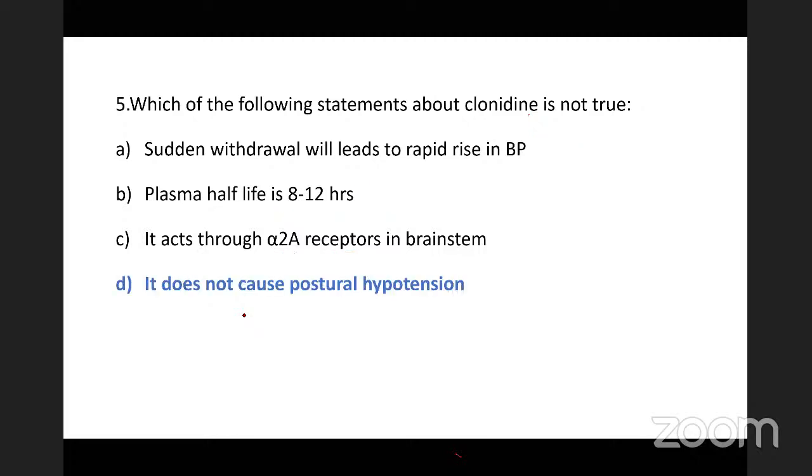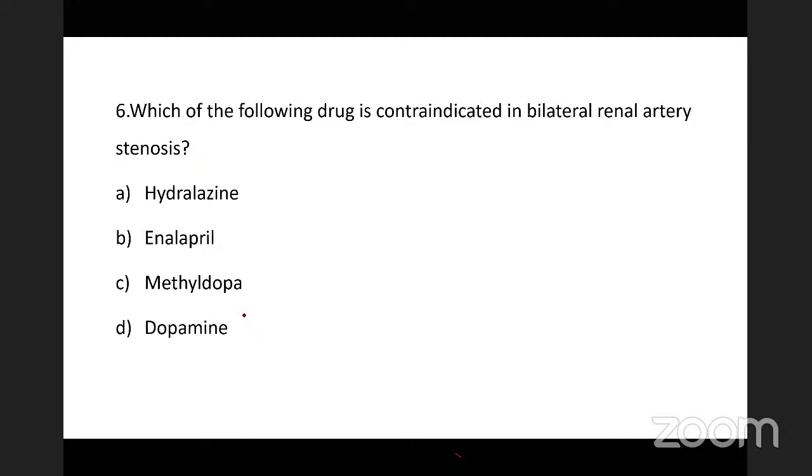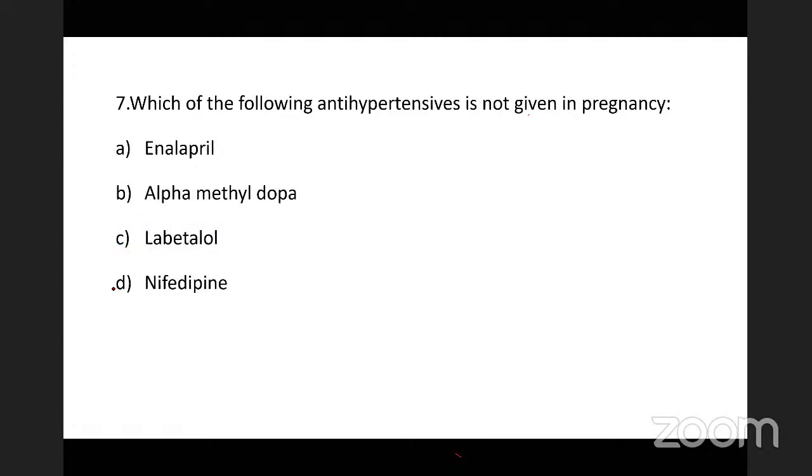Which of the following drugs is contraindicated in bilateral renal artery stenosis? We all know ACE inhibitors or ARBs are contraindicated. So among the given options, the drug is enalapril, an ACE inhibitor. Which of the following antihypertensives is not given in pregnancy? They are asking which is not safe in pregnancy. We know these drugs can be given in pregnancy. ACE inhibitors like enalapril are contraindicated.